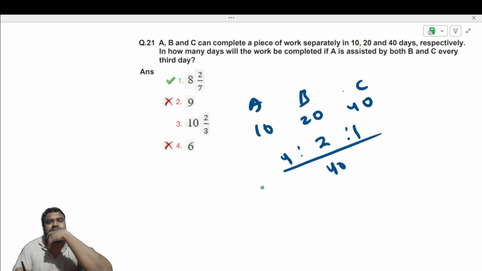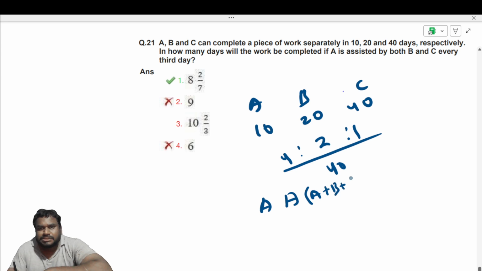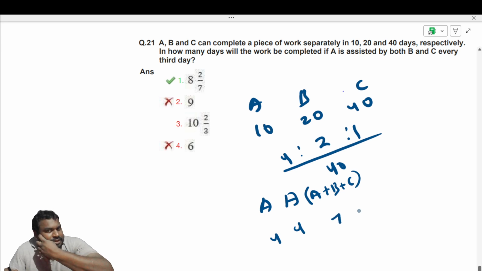So first A has to work the first day, and the second day also he has to work, and on the third day along with A plus B plus C. So A is 4 parts, again 4 parts, and the third day 4 plus 2 plus 1, 7 parts. Like that the work will be completed.